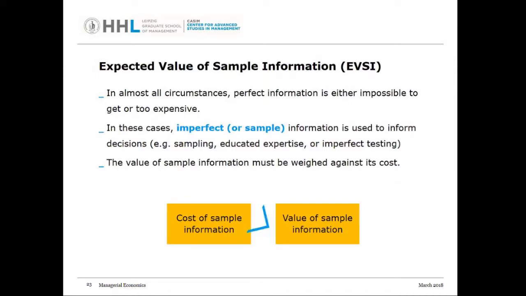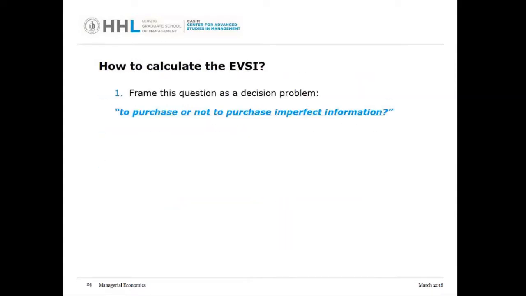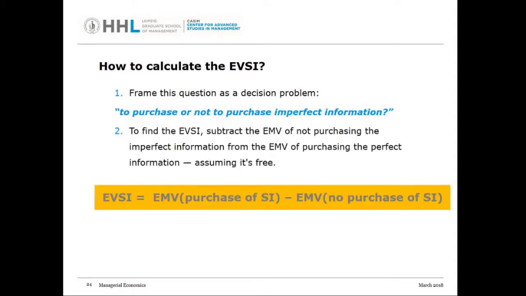Independently of whether it's perfect or imperfect, the same question should be asked: what is the value of imperfect information, and what is the cost? If the value is greater than the cost, go for it, otherwise leave it. So the way to do it, we again reframe the question, and we ask: should they purchase the imperfect information, or shouldn't they purchase perfect information?